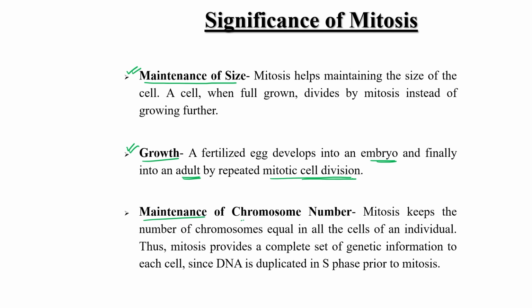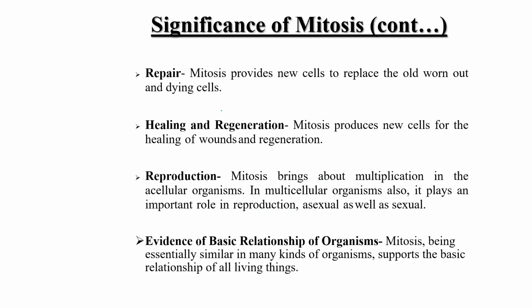Third, maintenance of chromosome number. Mitosis keeps the number of chromosomes equal in all the cells of an individual. Thus, mitosis provides a complete set of genetic information in each cell, since DNA duplication occurs in S phase prior to mitosis. Next, repair. Mitosis provides new cells to replace old, aged or dying cells. Then healing and regeneration: mitosis also provides new cells for healing of wounds and regeneration, as we have already discussed with the example of a lizard and the liver.